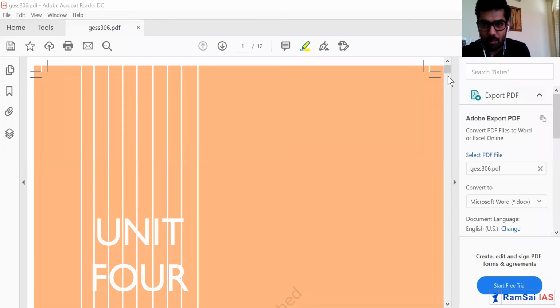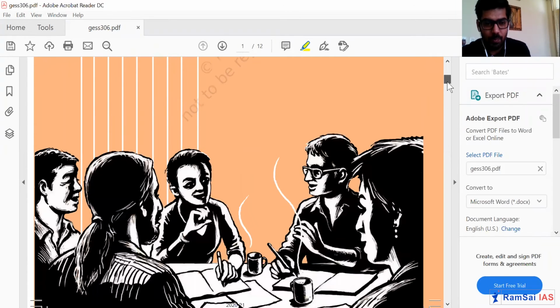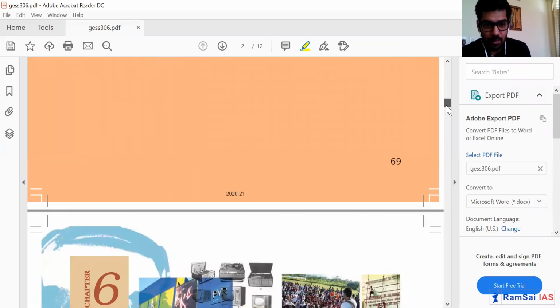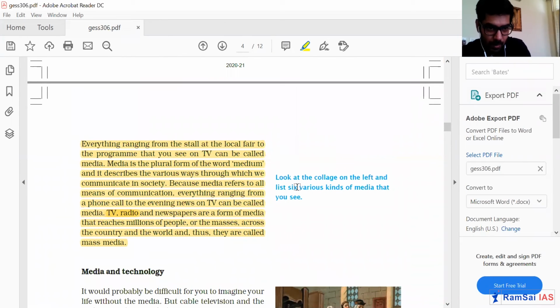So what needs to be done to address those lacunas? And beyond the text that is there in your book, we'll see certain other things. So let us proceed with this today's chapter. Here we are, the role of media, unit 4, and there's this lovely explanation given here. Let us read this together.